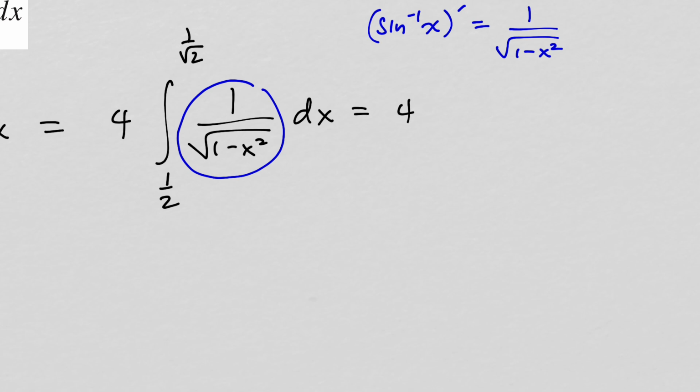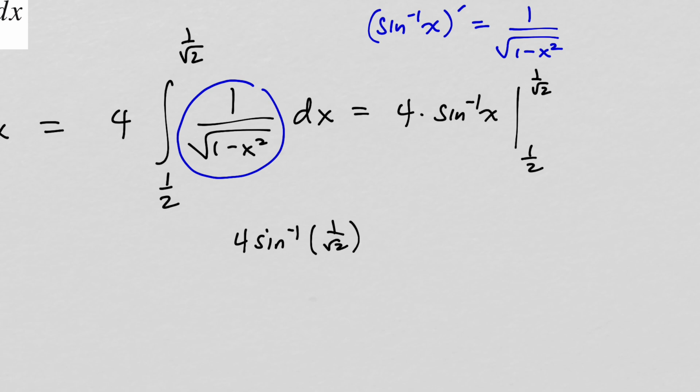So this is going to be 4 times inverse sine of x, and then we evaluate this from 1/2 to 1 over radical 2. So this becomes 4 times the inverse sine of 1 over radical 2 minus 4 times the inverse sine of 1/2.